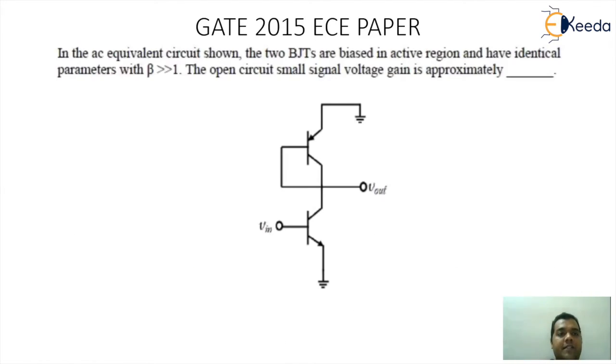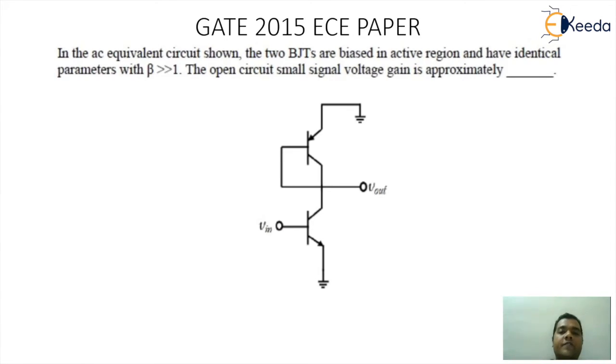So this question is from the GATE 2015 ECE paper. Let's have a look at the question. The question says, in the AC equivalent circuitry shown, the two BJTs are biased in active region and have identical parameters with beta much greater than 1. The open circuit small signal voltage gain is approximately dash.